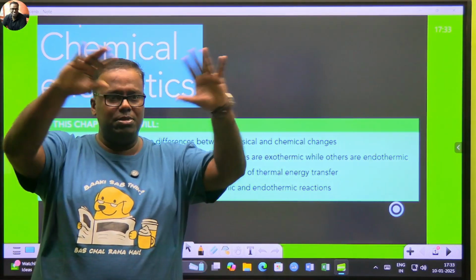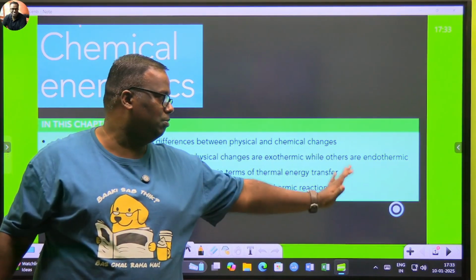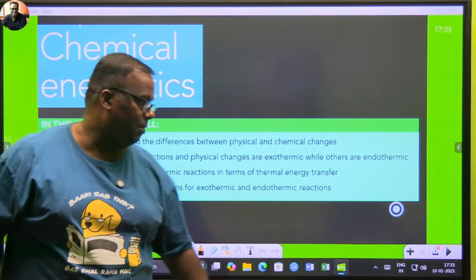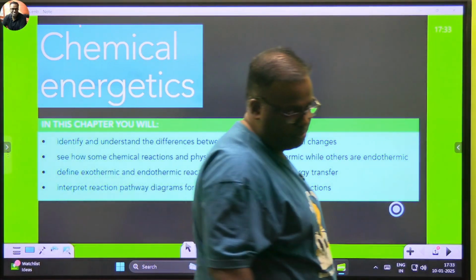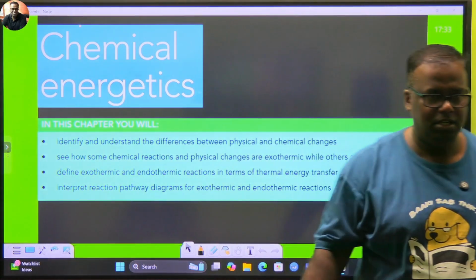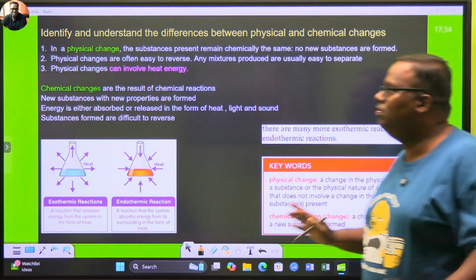So the game is of chemical energy only, but what it absorbs and releases will be in the form of heat energy. Okay? And then we will understand something new called reaction pathway diagrams. Today our target will be this. All okay? Set? Okay. We will look at each thing one by one and we will understand.